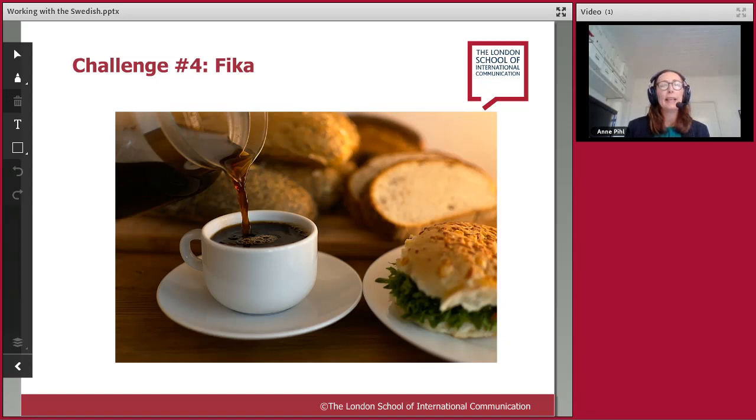So Fika, there is a very big and strong coffee culture in Sweden. Fika is really important. Fika can be at any time of day. It can be just coffee. It could be coffee and cake. It could be coffee and a sandwich. And what's really important to understand here is that you need to prioritize this, because this is a way of relationship building.